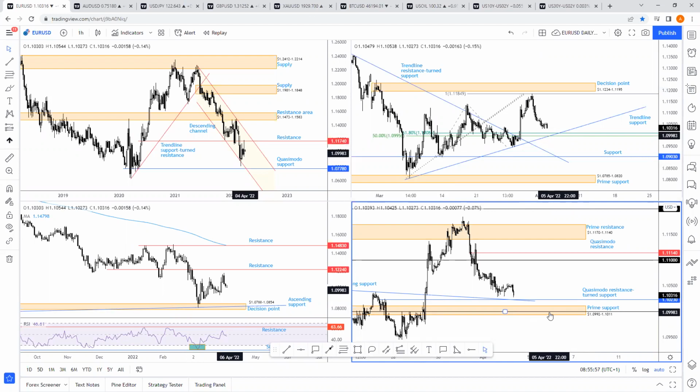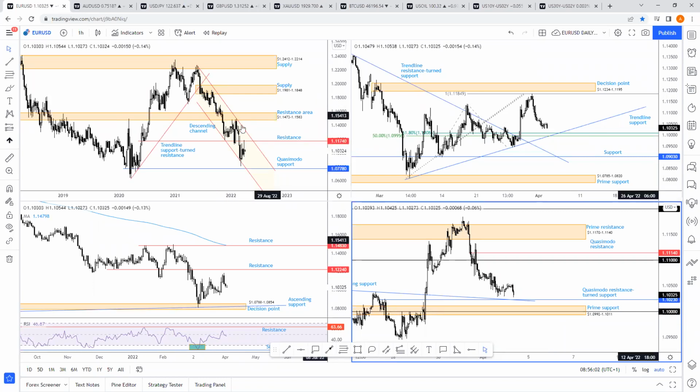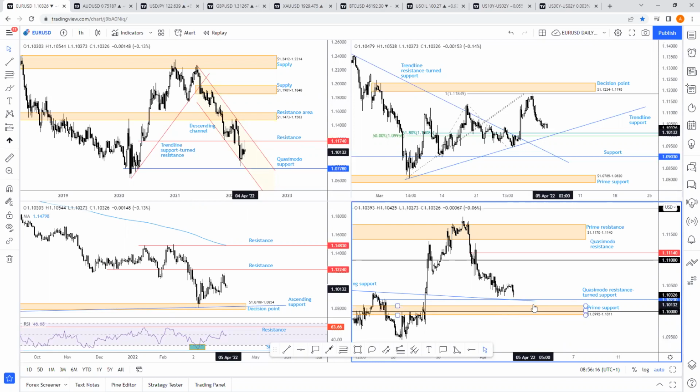It signals that we could see shorter term buyers come in. However, given that we are coming from a weekly resistance area, the likelihood of a strong rebound from this area is unlikely, technically speaking.